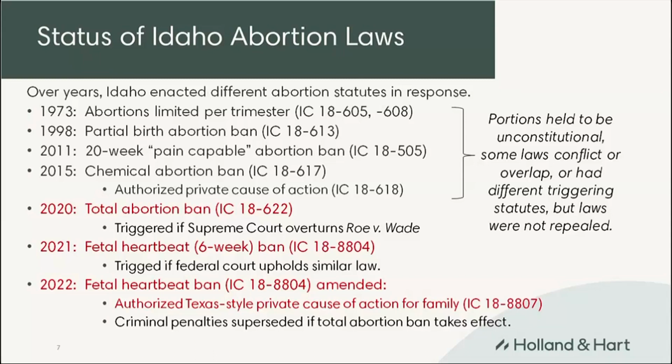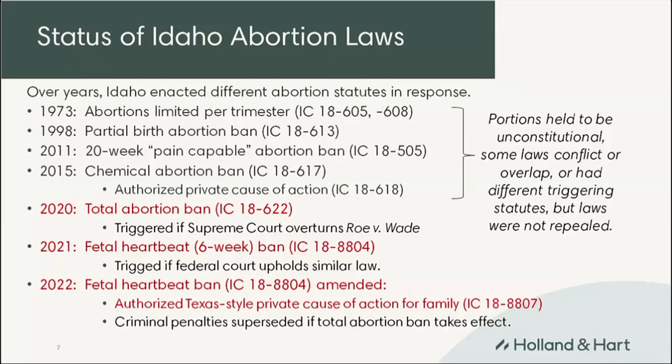Most importantly, in 2020, Idaho passed its total abortion ban in 18-622. By its express terms, it stated that it would be triggered if the Supreme Court were ever to overturn Roe v. Wade. As an aside, I think what happened in a lot of these situations is moderate Idaho legislators agreed to pass these pretty draconian abortion bills because they thought that Roe v. Wade would never get overturned, and therefore they were willing to pass maybe more draconian bills than might otherwise have been in existence. So in 2020, they passed the total abortion ban.